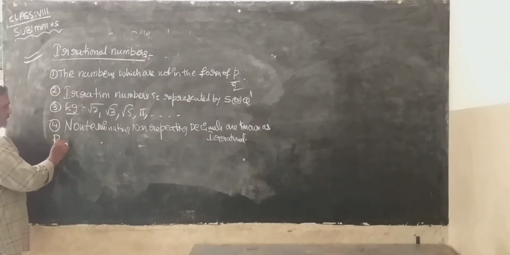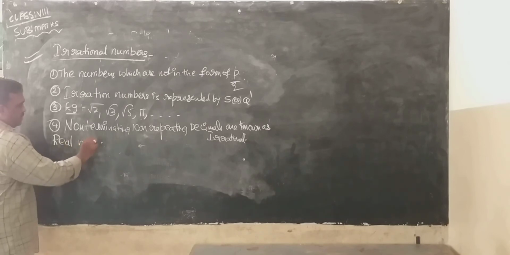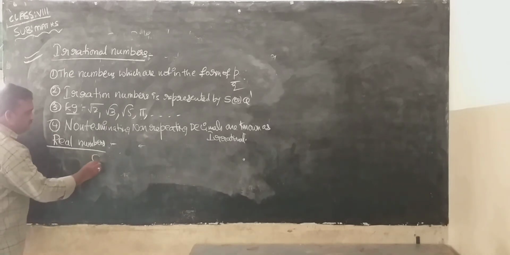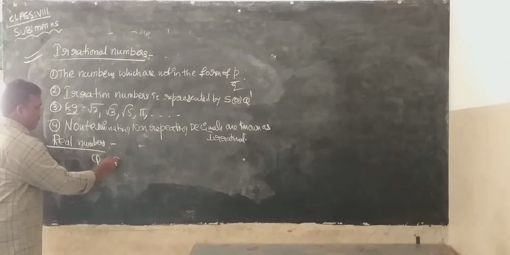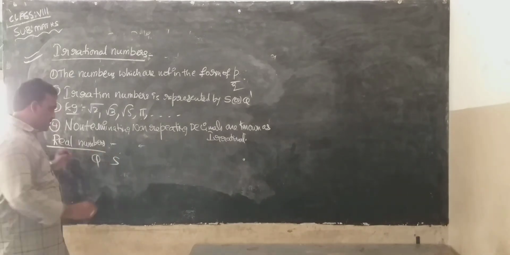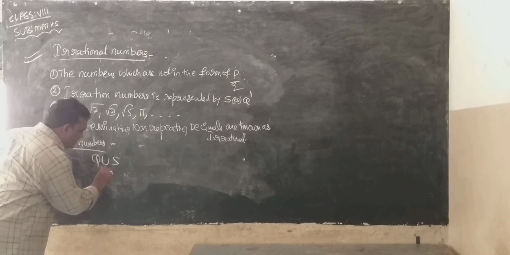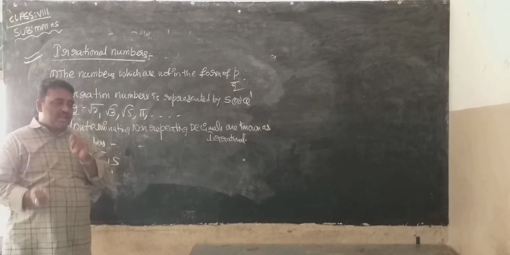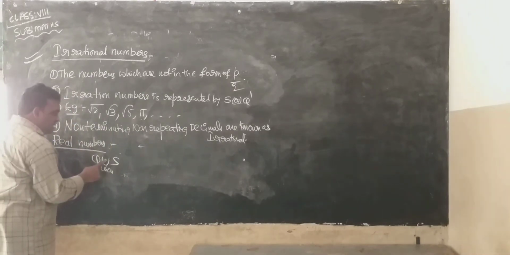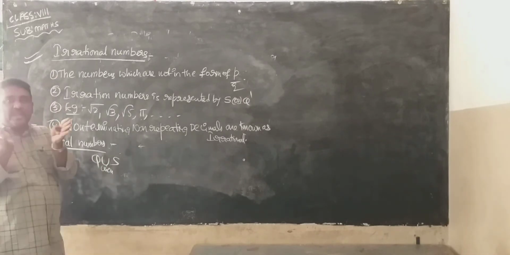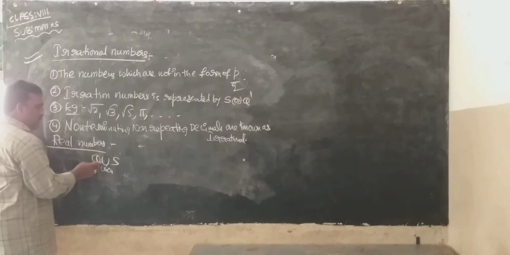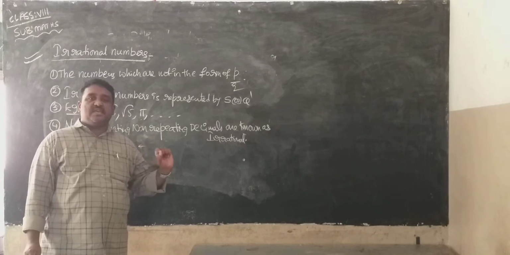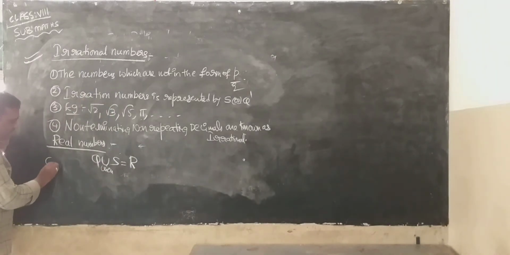Then real numbers. What are real numbers? Q is rational numbers. S is irrational numbers. This symbol is union, which means combine, add. Combine rational numbers and irrational numbers, we get real numbers. Q union S equals R.